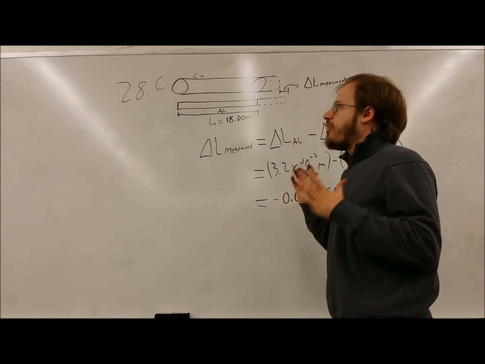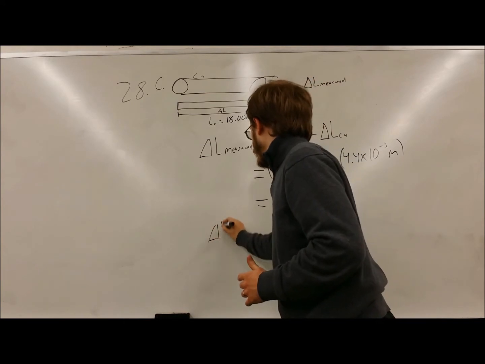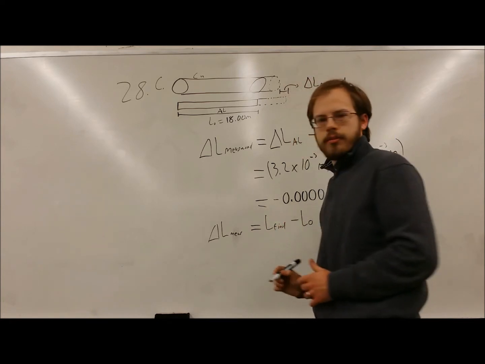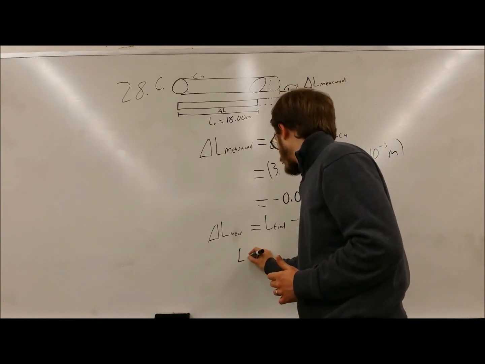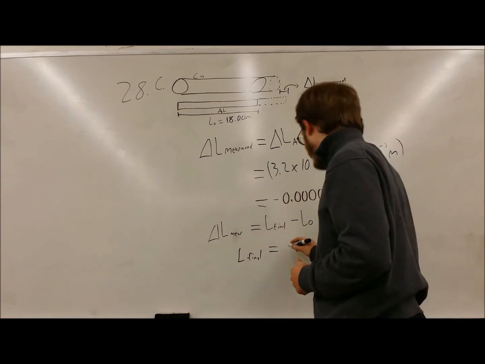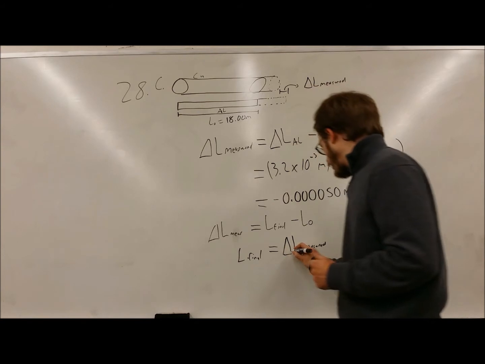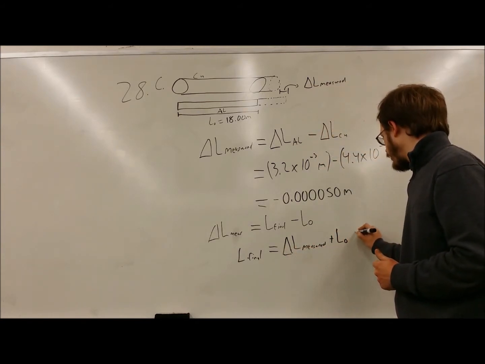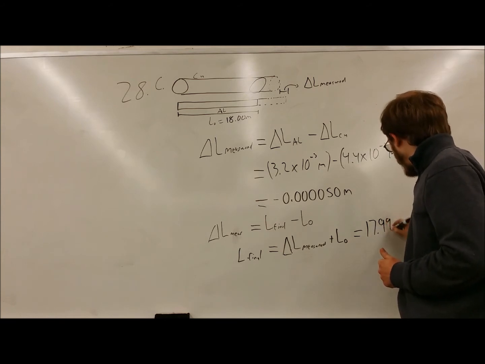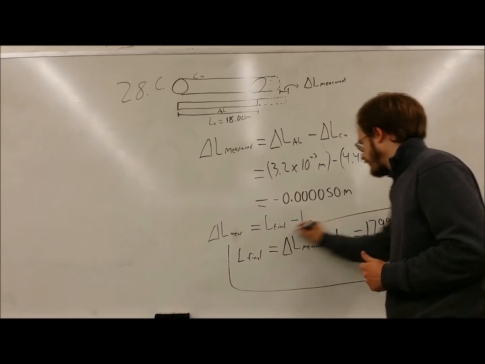The final answer asks us, what is the final length measured by the aluminum tape? Well, we know that delta L measured is just going to be equal to the final measurement minus the initial measurement, right? So then our final measurement, the length that the aluminum tape measures for the copper pipe, would be our delta L measured plus our initial length. So we end up with this being 17.9995 meters, which is basically equal to 18 meters. And that's the final answer.